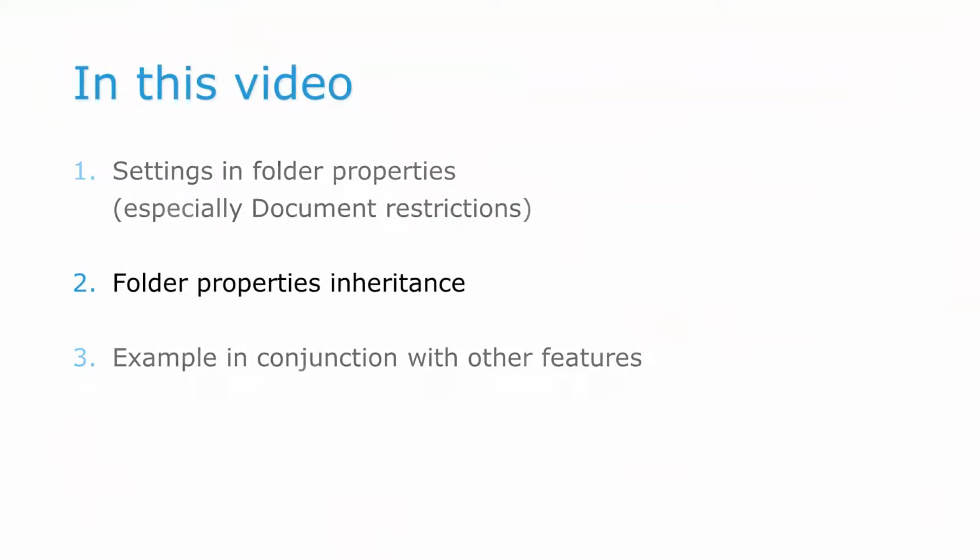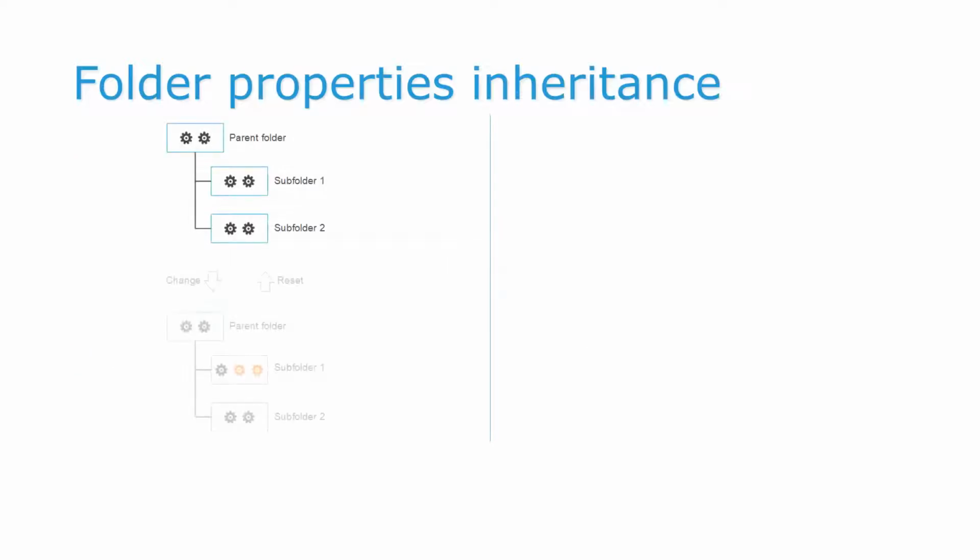We now want to discuss inheritance of folder properties. By default, all subfolders inherit the folder properties including document restrictions. But you can override this for individual subfolders.